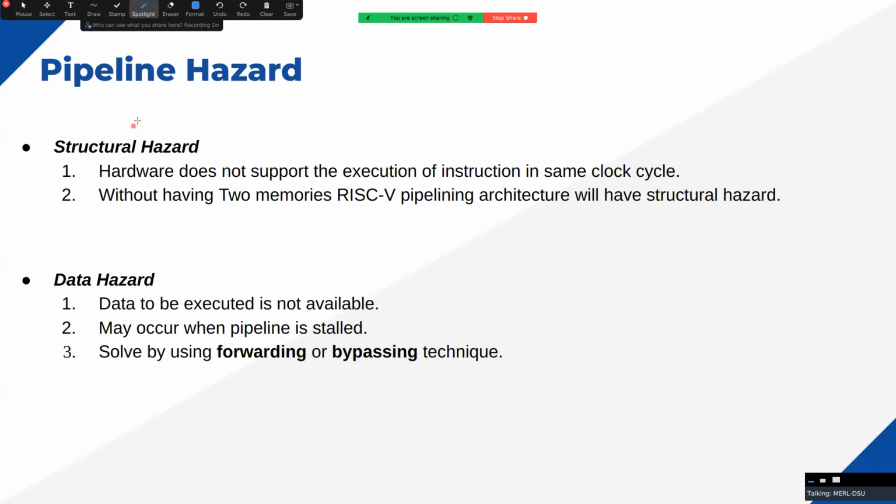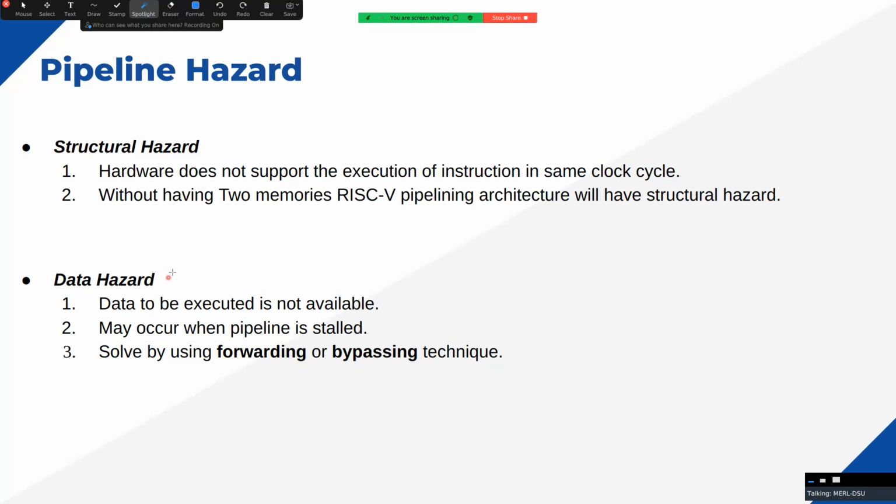So this is also one of the structural hazards, which is a limitation in our pipeline architecture. That's why we used two different memories, one separate for the instruction and one separate for the data memory, so that we don't encounter such hazards. Now we come to the second type of hazard, which is known as the data hazard.